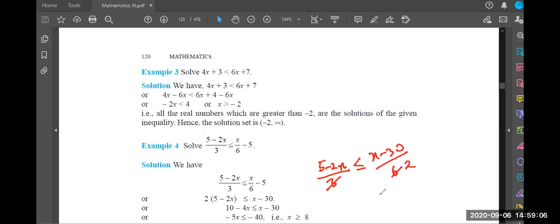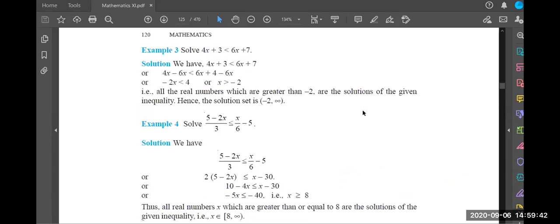Then cross multiply. Right? Okay, got it? So here you will get minus 5x is less than or equal to minus 40, but since you have to multiply by a negative on both sides, the sign will change. That's the thing. Yes, 8 to infinity. Everyone getting this? So the answer is 8 to infinity. Everyone is getting this?